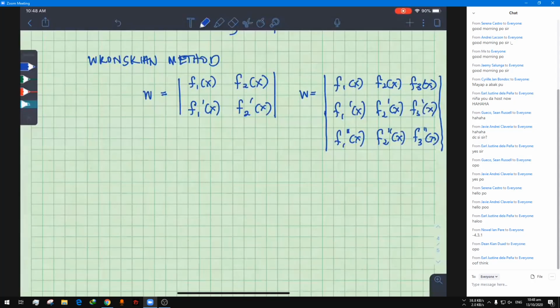So ngayon, if W is equal to 0, that is linearly dependent. If W is not equal to 0, okay, so that is linearly independent.